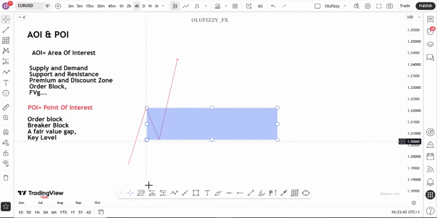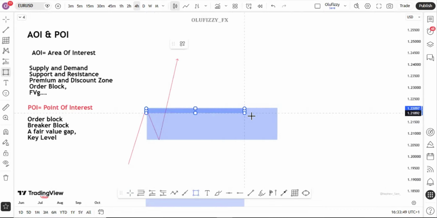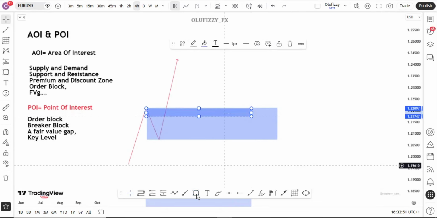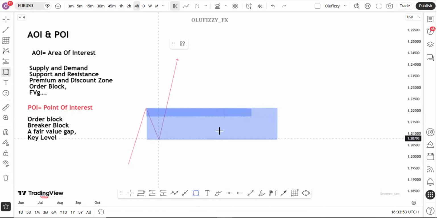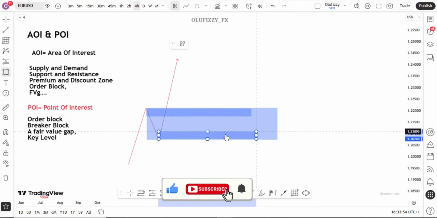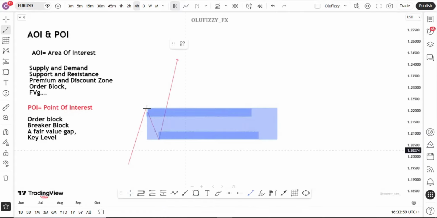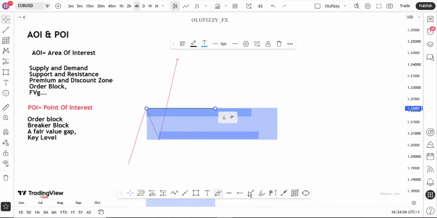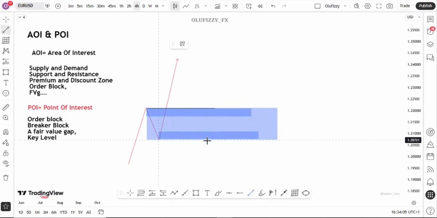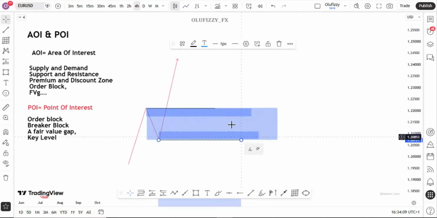So let's say you are looking for maybe a breaker block from this particular zone. This can be your breaker block. If you're looking for an order block, you can mark your order block from here. And let's say you're looking for a key level. It can be from this key level here, or maybe the key level that we have below here. But it's still within your area of interest.